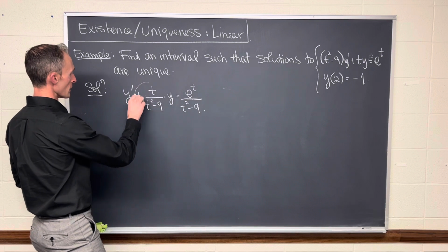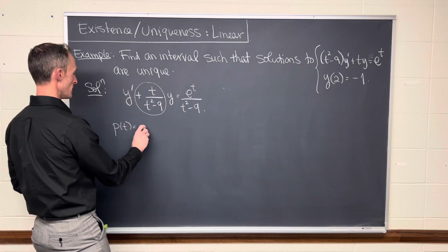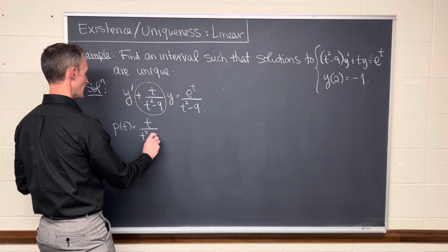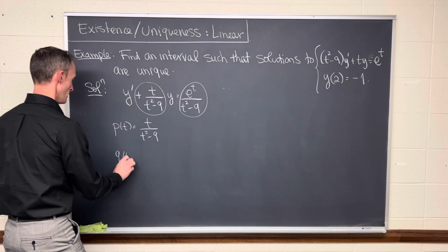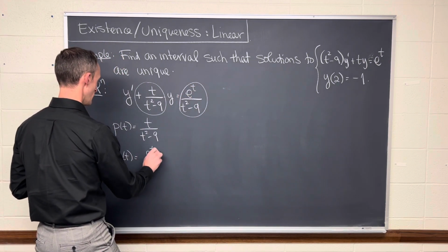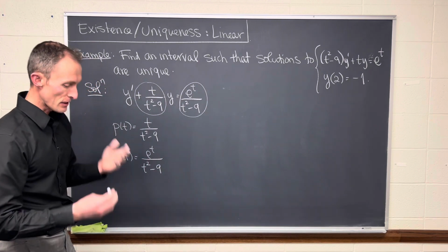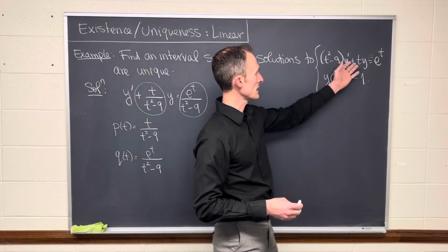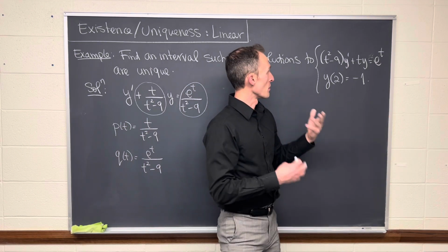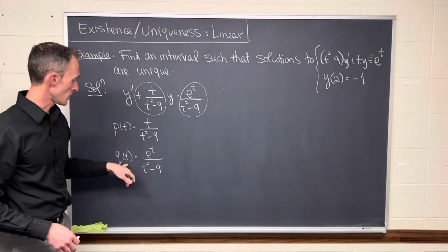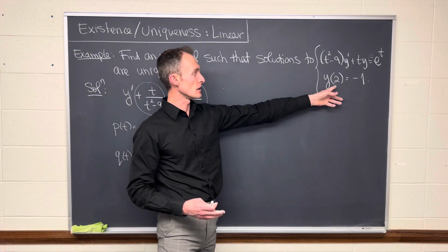Now, this thing here, whatever this is, that's p of t. Okay, so that's p of t. This will be t divided by t squared minus 9. And this thing over here is q of t. Okay, so q of t is equal to e to the t over t squared minus 9. All right? And the theorem is very simple. The theorem says, look, this initial value problem has a unique solution in some interval, provided that p of t and q of t are continuous functions, okay, in the interval containing the initial condition starting point.